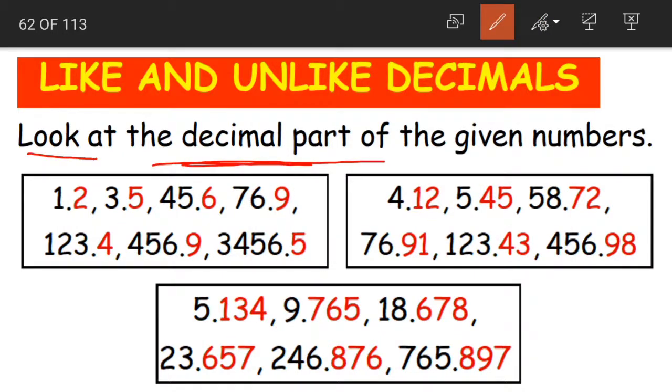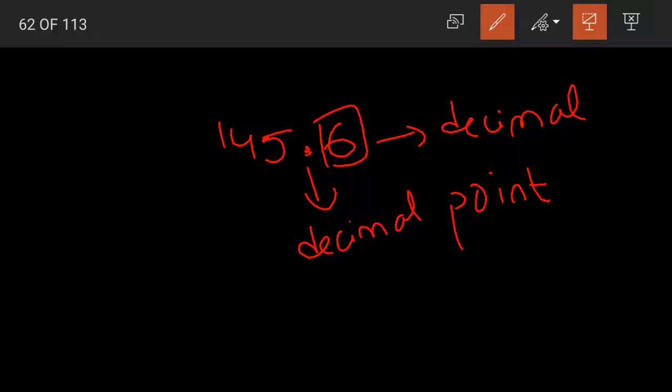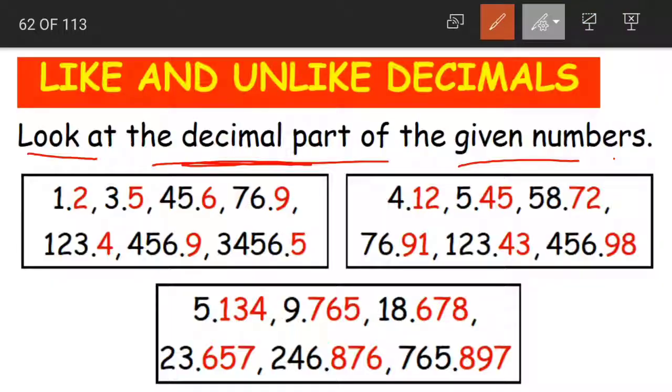Look at the decimal part of the given number. Say suppose the number is 45.6. What is the decimal part here? This here in the middle will be our decimal point, and the numbers that we have written to the right side become our decimal part, and then to the left side the 45 becomes my whole number part. Now what are they asking us? They are asking us to observe the decimal part.